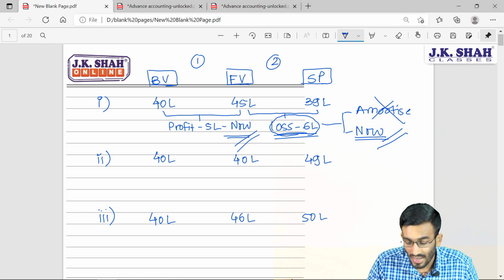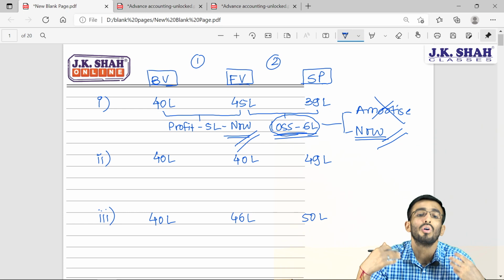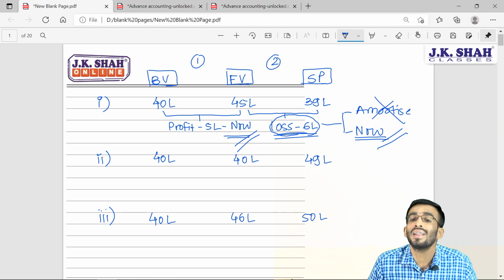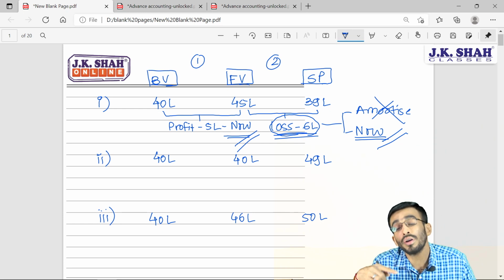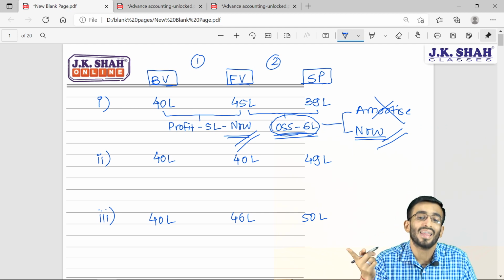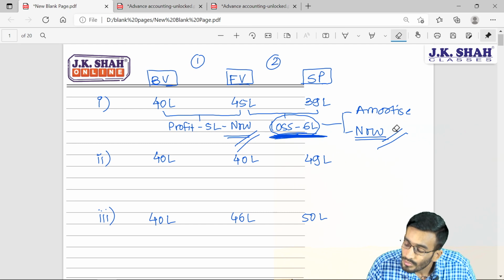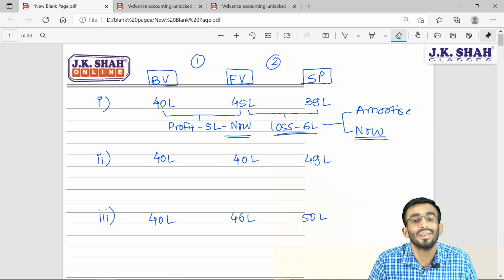We are supposed to recognize this profit also right now only. So profit of 5 lakh, loss of 6 lakh, recognize net loss of rupees 1 lakh right now. But if this loss is going to be compensated by the reduction in the future lease rental, then in that case, we will amortize this loss of 6 lakhs over the term of the lease. Hope you got this. So this is how you are supposed to mention the answer in the exam.